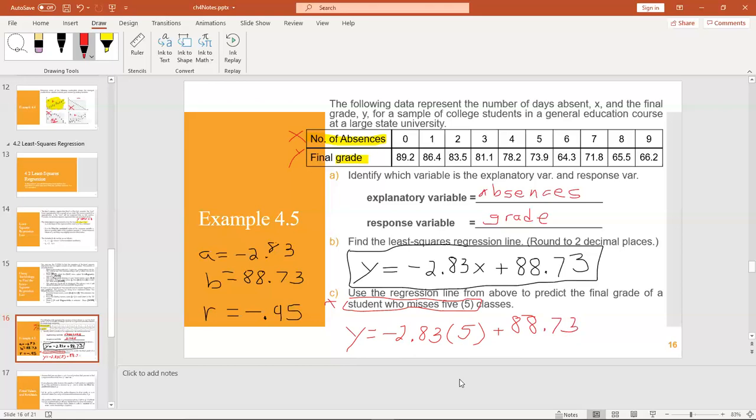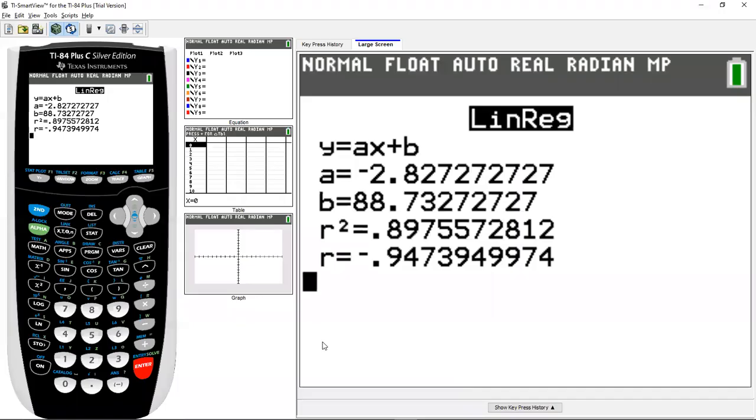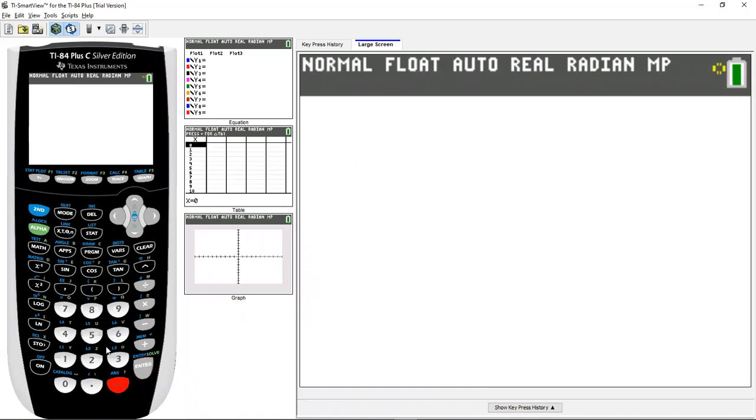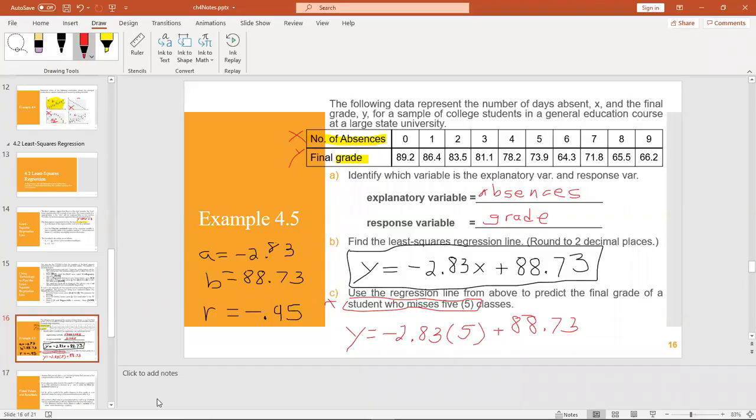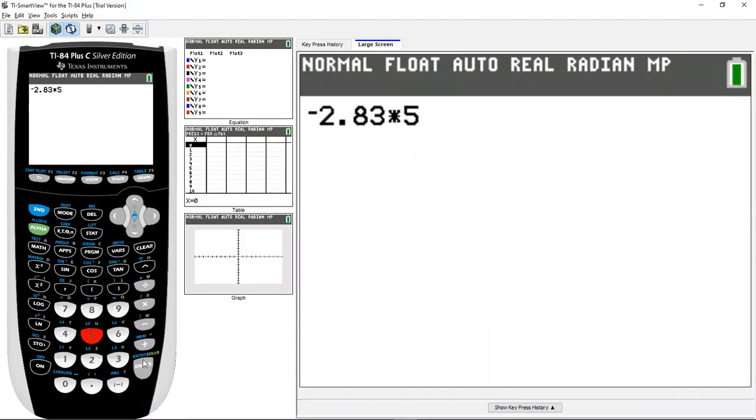88.73. All right, let's go back to the calculator and say, oh, great and powerful calculator, please bestow upon us as a sign of your kindness and beneficent wisdom. Please, please, oh, great and powerful calculator, we beseech thee to tell us what is negative 2.83 times 5 plus 88.73.